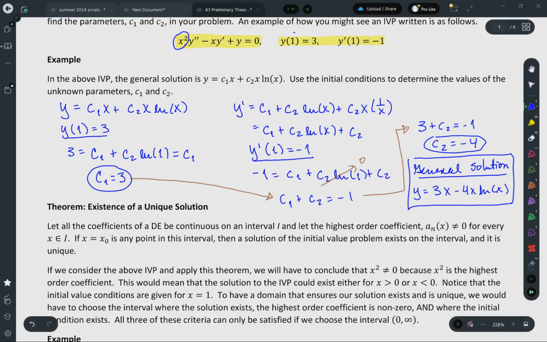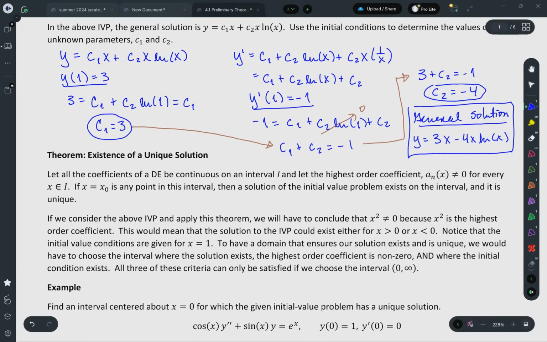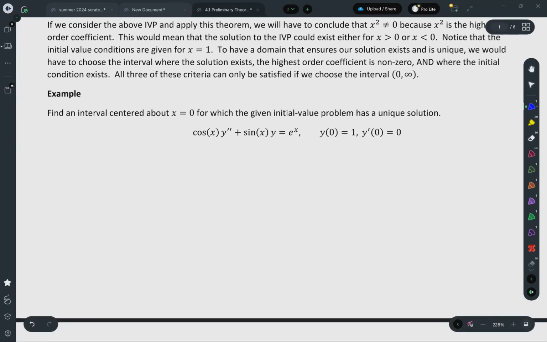Now, with our initial conditions being as they are, with x equal to 1, that means the domain we would have for this particular IVP, so the IVP interval of definition, would be from 0 up to infinity in order for it to contain those initial values. Okay? And then we know we get a unique solution. So that's kind of nice. We don't have to do anything too tricky. All right, let's see an example here.